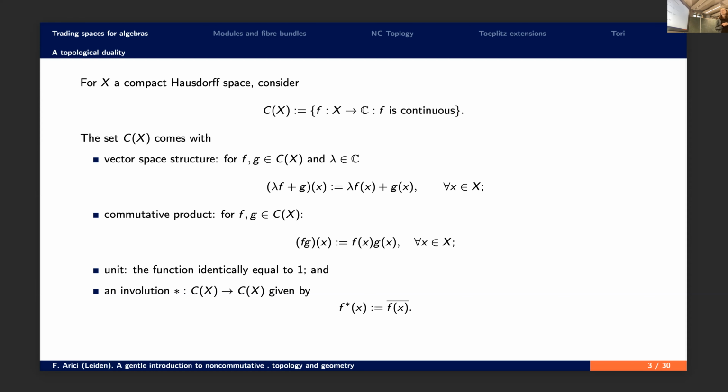So if f and g are continuous functions on X and lambda is a complex parameter, then you can make sense of the function lambda f plus g. And this is the function that in the point X takes the value lambda times f of X plus g of X. So this is an extension of the vector space structure that C has by using pointwise evaluation of functions. In the same way, you can define a product between functions.